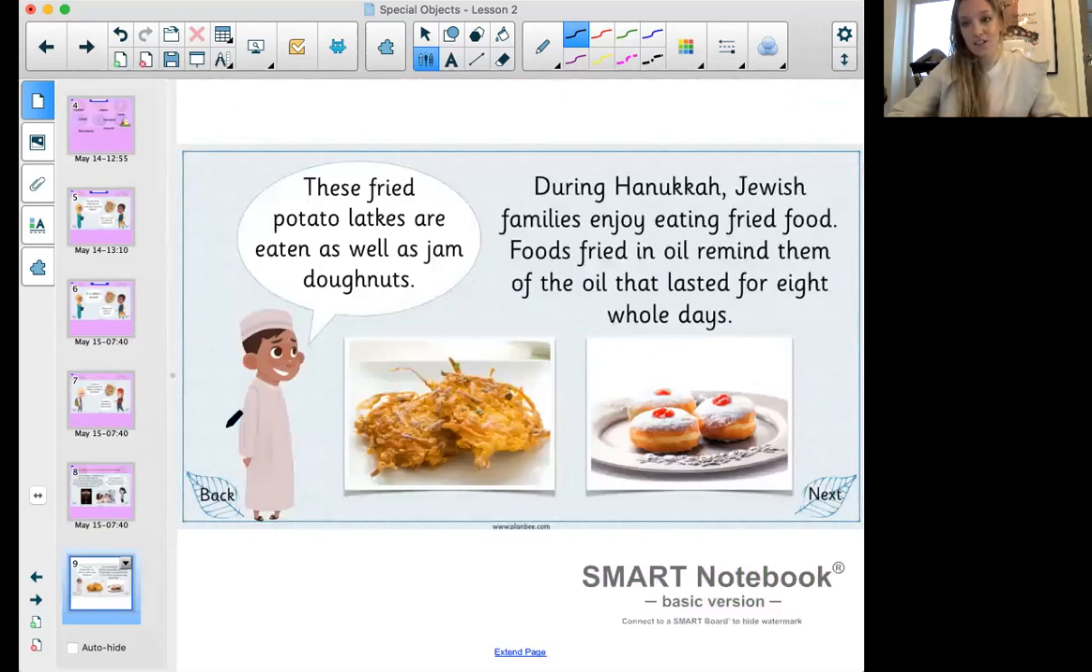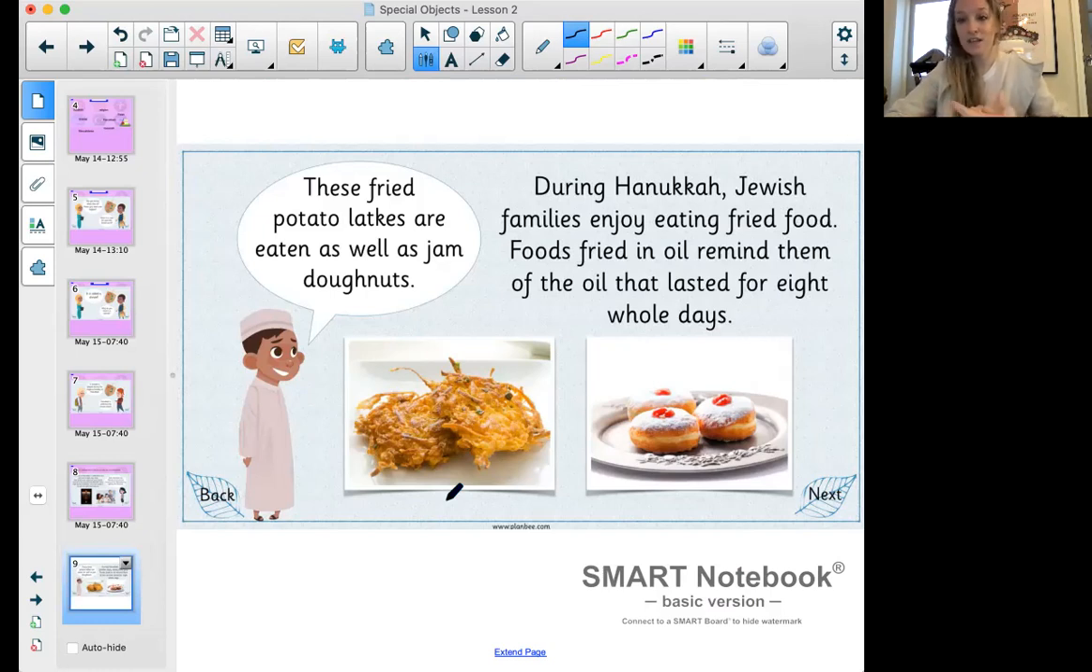At Hanukkah, just like at other celebrations that you might have with your family, there's lots of different things that people do. And we know that food is a way that helps us to bring each other together and to make a celebration a little more special. So these fried potato latkes are eaten and they're really, really yummy. They're like potato pancakes and you can eat them with either jam or sour cream. So you can have them sweet, you can have them savory.